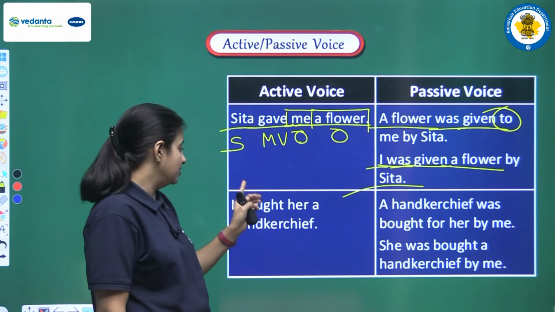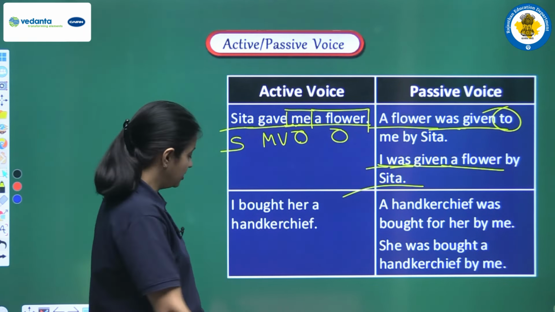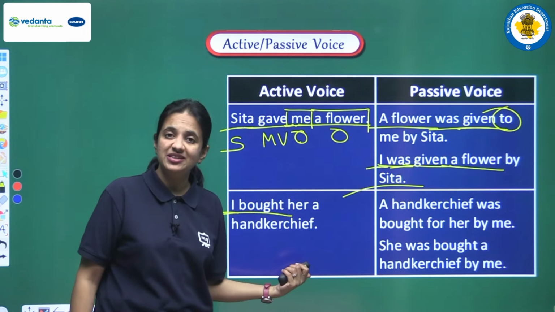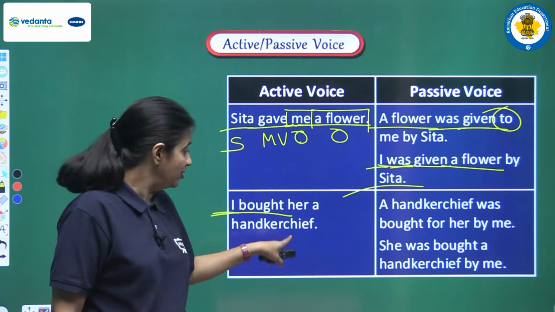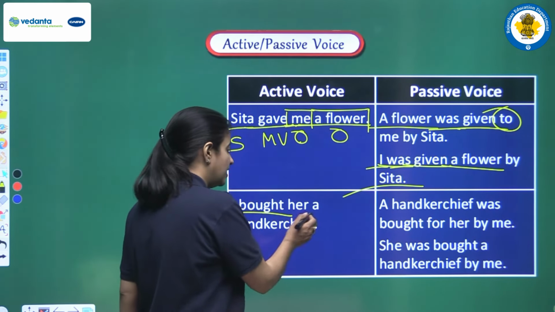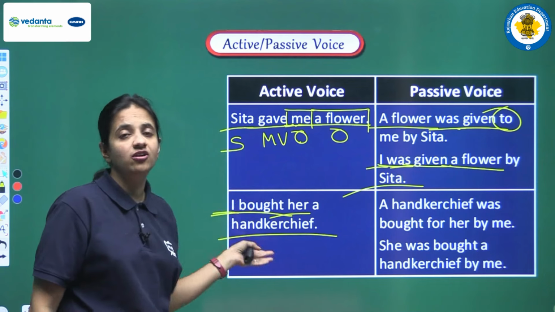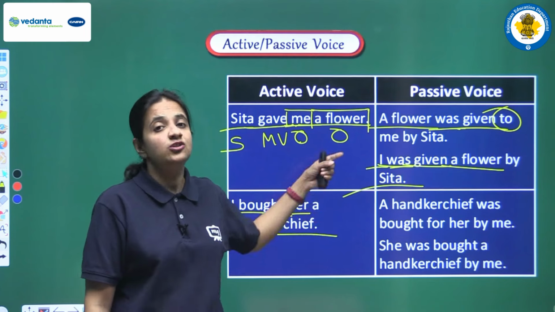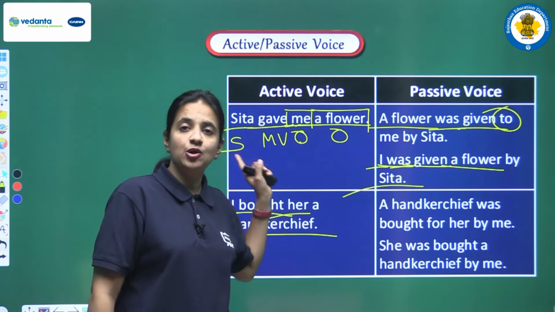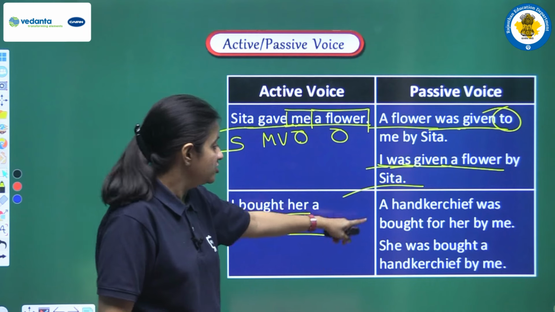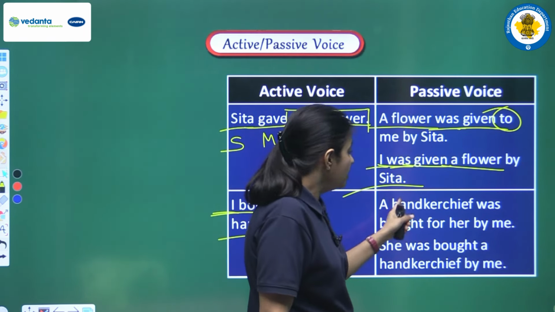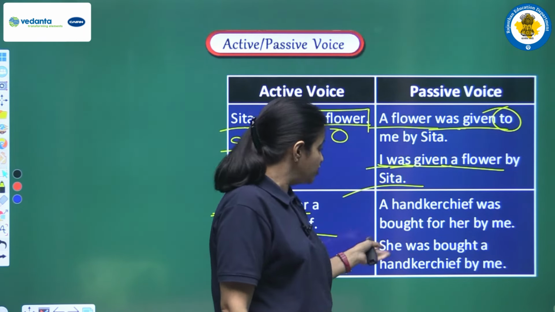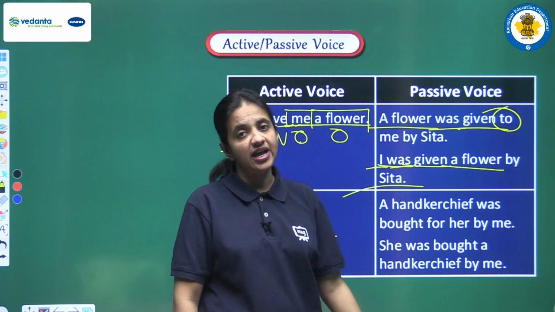One more example we are having here. I bought her a handkerchief. Here also in this sentence, "I" is the subject, "bought" is the main verb. Again there is no helping verb in this sentence, so this is also past simple because "bought" is the second form of the main verb, "her" is the object, and "a handkerchief" is also an object. So yes, we have two objects, double objects in this sentence. So we have two options here, and we can convert this sentence using any of them. So let's see the first option: A handkerchief was bought for her by me, and the second option is: She was bought a handkerchief by me.